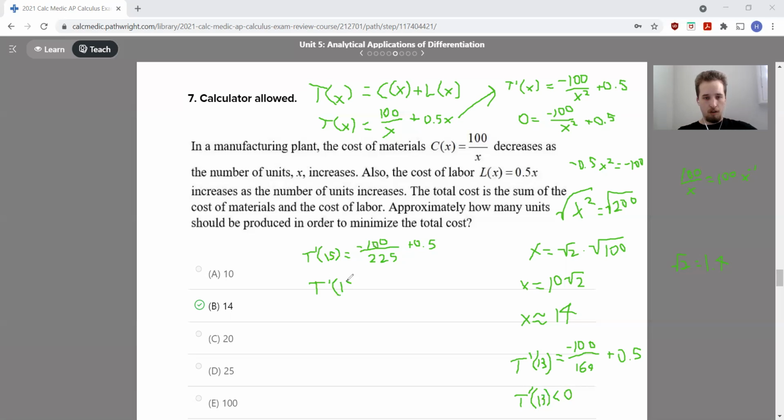So we know that T starts out with the slope below 0 and then it goes above 0. So we know that it must be like this in the original graph, and then this must be the minimum. So when x is about 14, it must be a minimum.